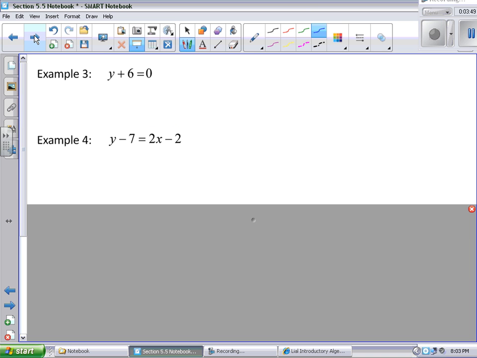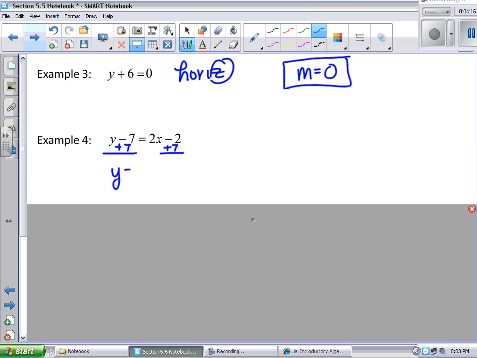Couple more examples. Y plus 6 equals 0. Now, it only has y in it, so we know that this is a horizontal line. Horizontal, it's going to have a slope of 0. Example 4. Remember I said that if they have both x and y, you've got to write it in y equals mx plus b form. If I add 7 to both sides, I get y equals 2x plus 5, and my slope is the coefficient of x, or 2 in this example.